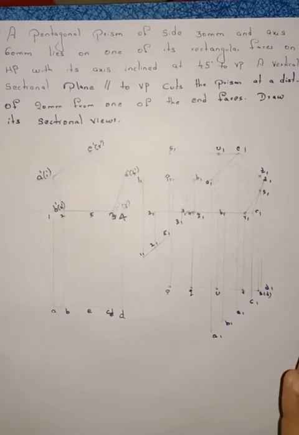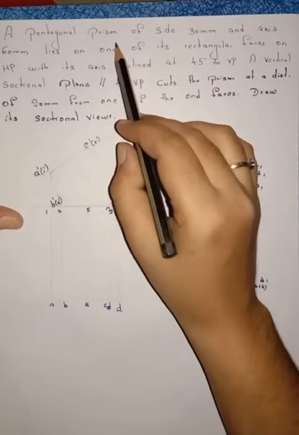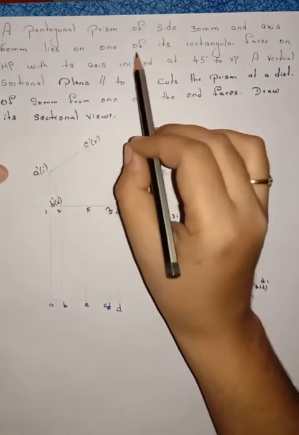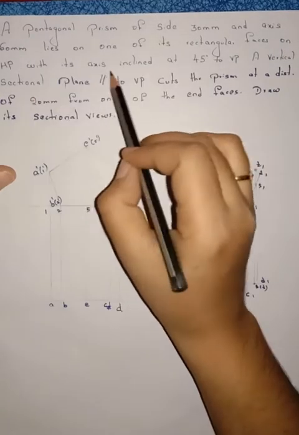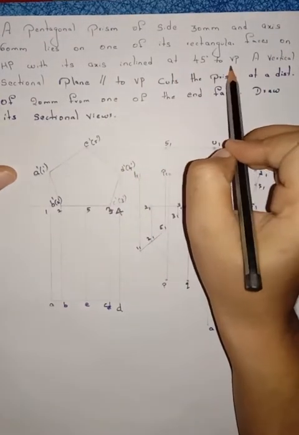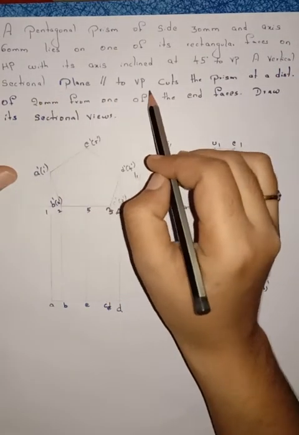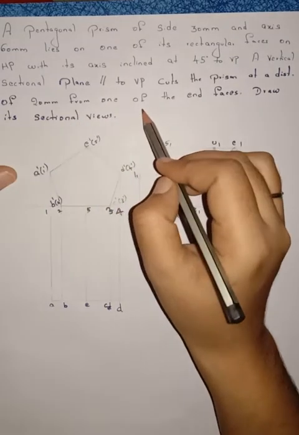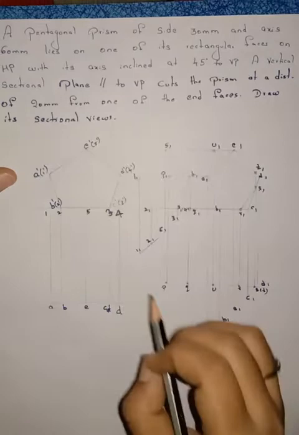Question number 7. We will just read the question. A pentagonal prism of side 30 mm and axis 60 mm lies on one of its rectangular faces on HP with its axis inclined at 45 degrees to VP. A vertical sectional plane parallel to VP cuts the prism at a distance of 20 mm from one of the end faces. Draw its sectional views.